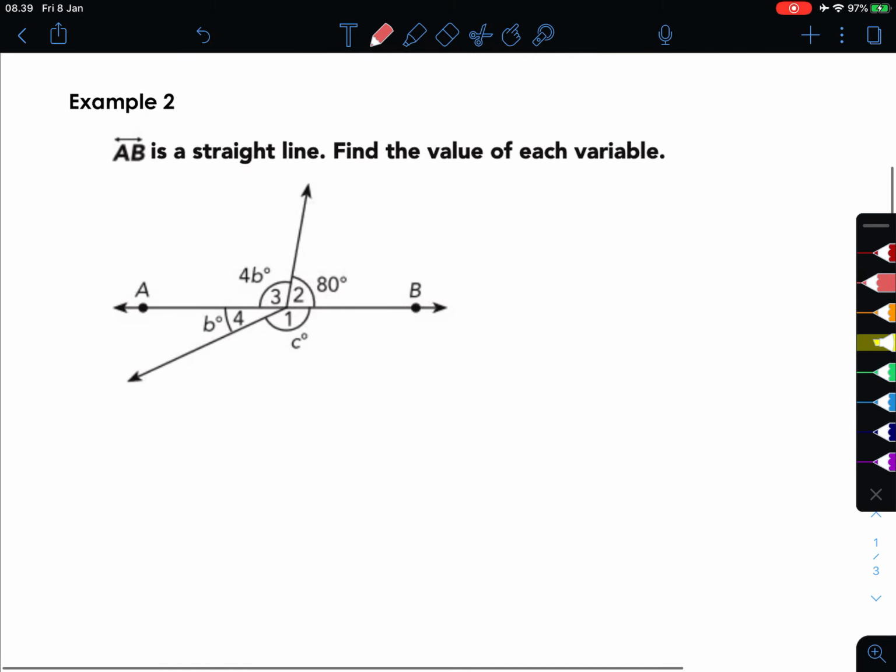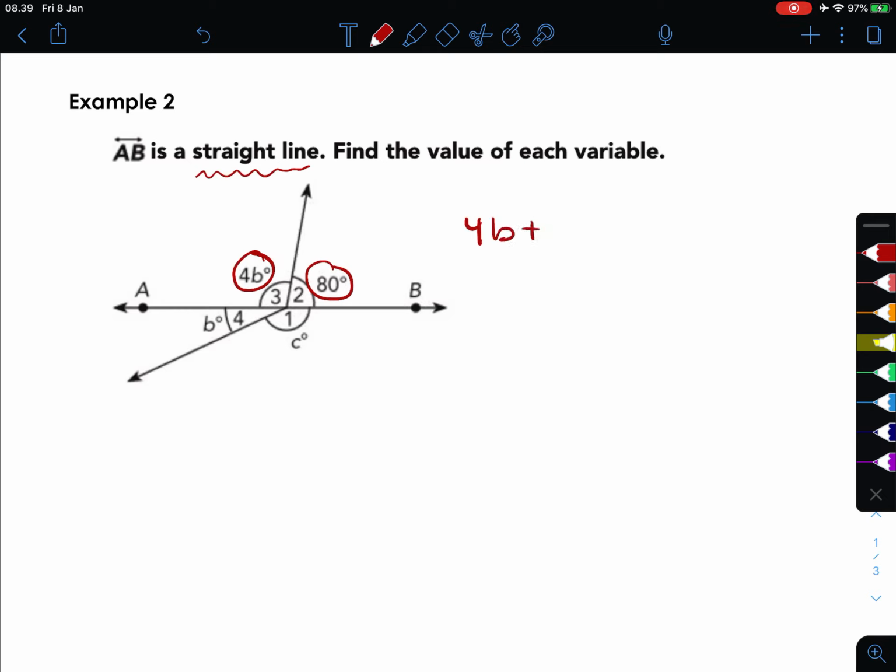How about this one? Let's try this one. Oh wow, this looks a little bit crazier because we have two variables here, b and c. Well, how am I going to solve for both of those? If you remember from last class, we've talked about supplementary angles. Check it out. 4b and 80 are on this straight line right here. It says it's a straight line. So that means those two are supplementary. That means I can say 4b plus 80 is equal to 180. If I subtract 80 from both sides, 4b is equal to 100. If I divide both sides by 4, b is equal to 25.